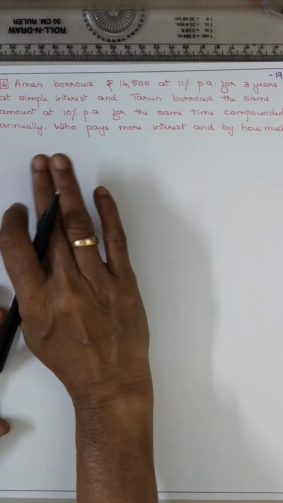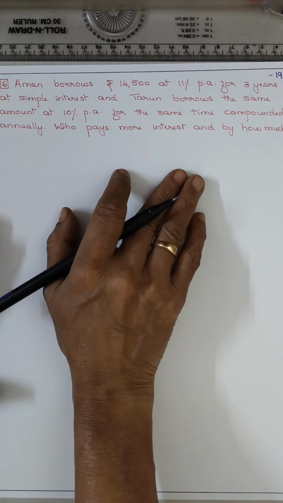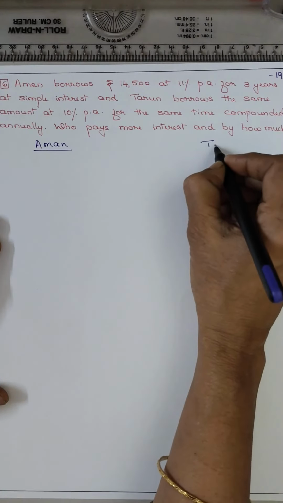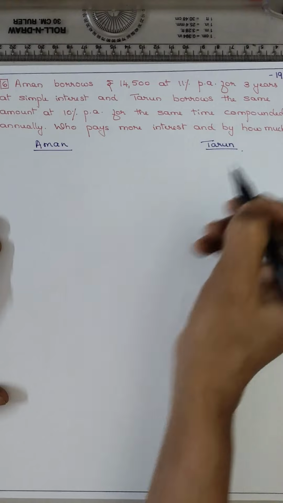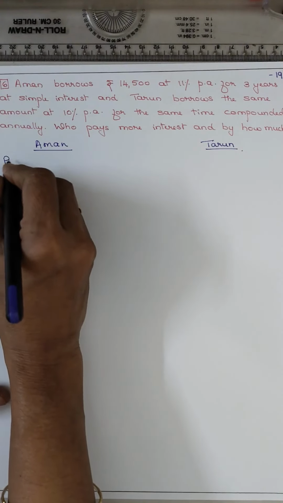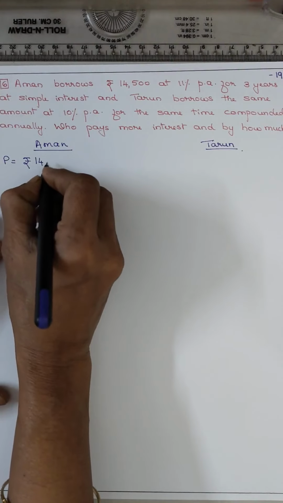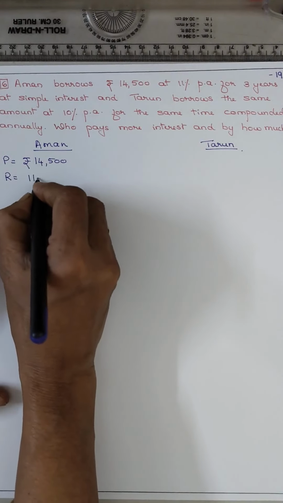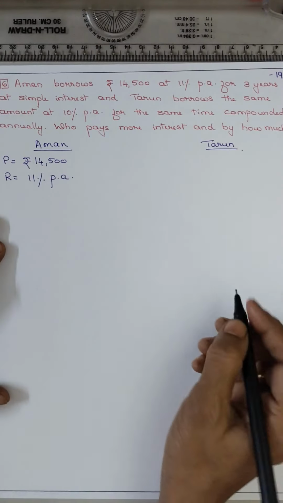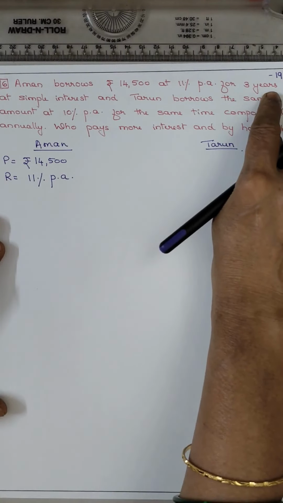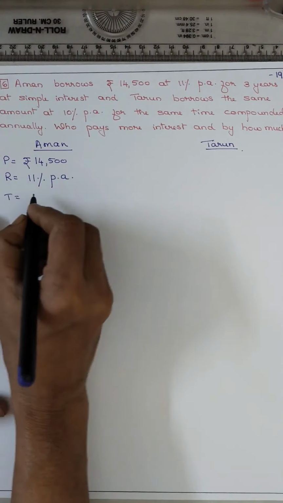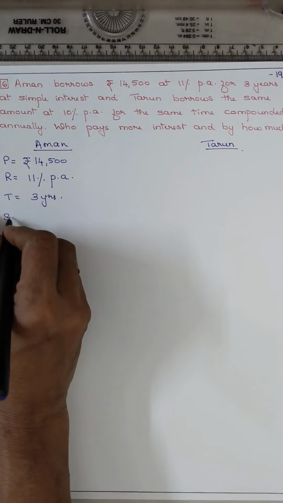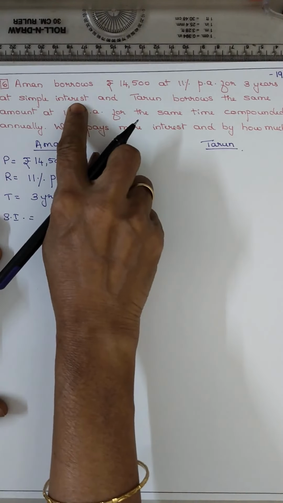See, one is Aman, one is Tarun. Aman borrows principal is 14,500, 11% per annum, rate of interest 11% per annum, time for at simple interest T 3 years. Now here it is SI, okay, for Aman.